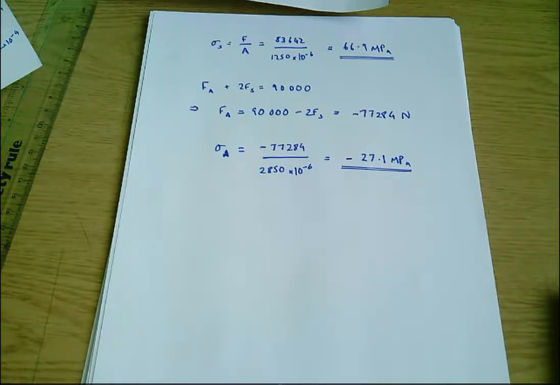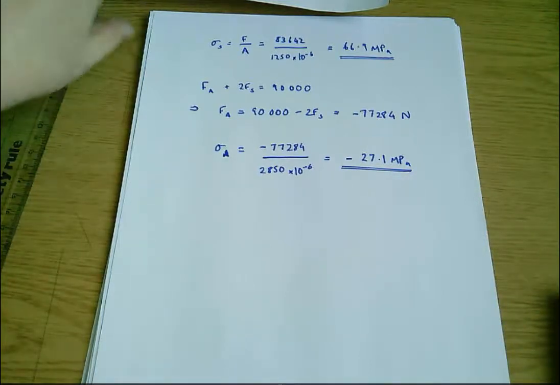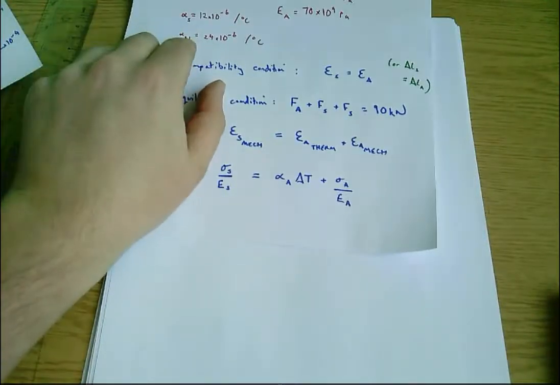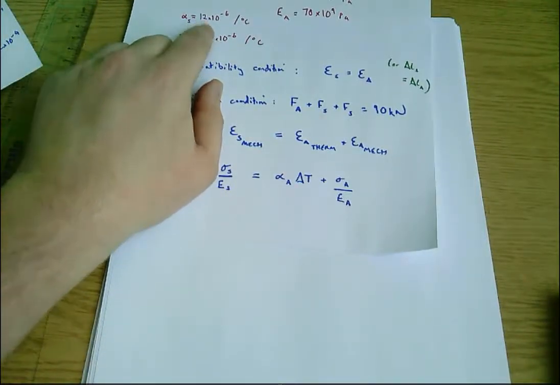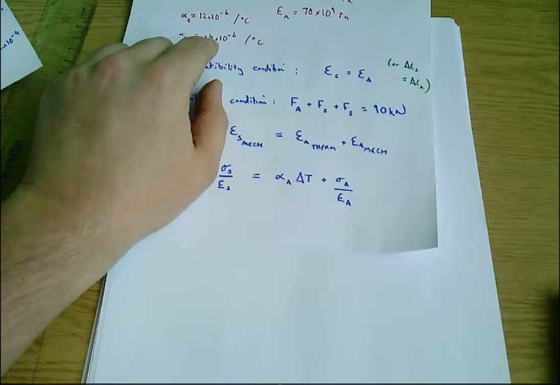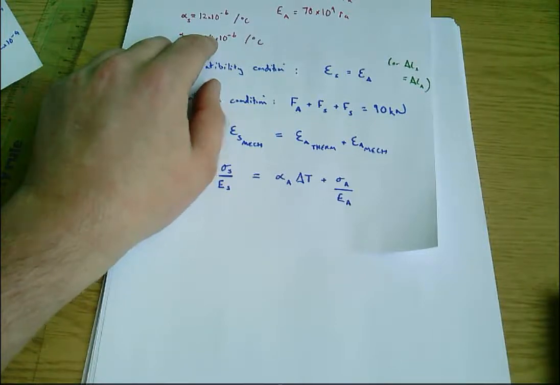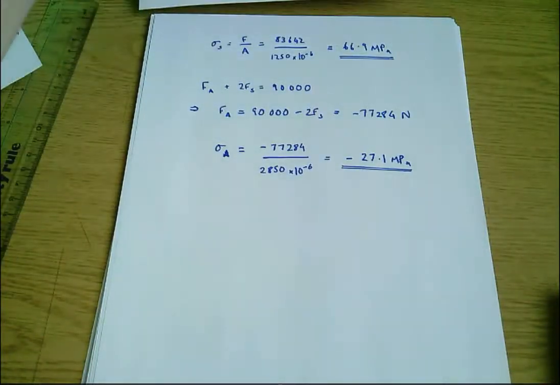The aluminium should be expanding more than the steel. It expands twice as fast as the steel, so it should be getting crushed, compressed to hold it in line with the steel, so its compression should be higher than the steel's. So I suspect there's an algebra mistake somewhere in what I've done. I'm reasonably happy I'd get most of the marks for that, and I'll have a look and see if I can find the problem with the algebra.